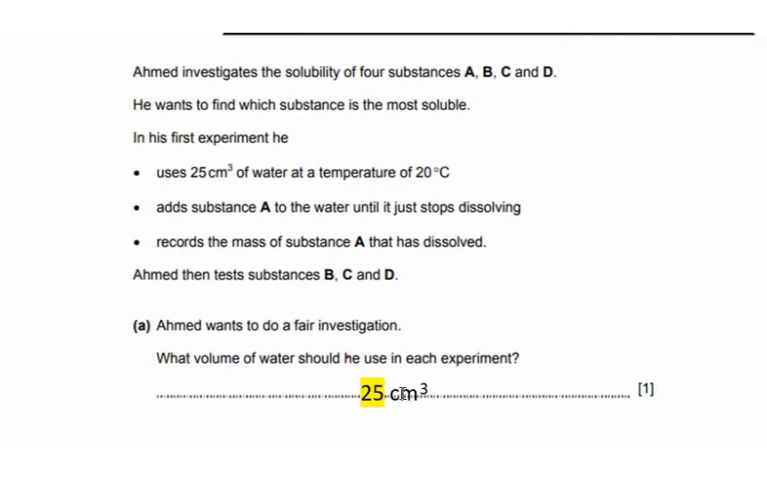It is 25 cm³ because he uses 25 cm³ of water at first for substance A. To make a fair investigation, the volume of water should be kept the same, that is 25 cm³. If you have any question regarding this or need extra explanation, please feel free to write down in the comment section. We'll surely reply to you with another explanation or video. Now let's move to the next question.